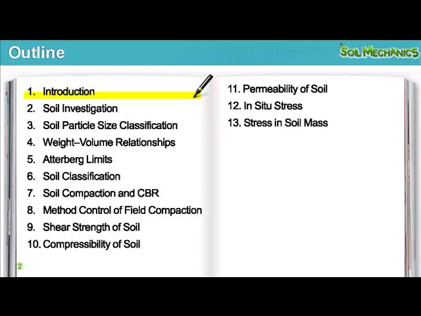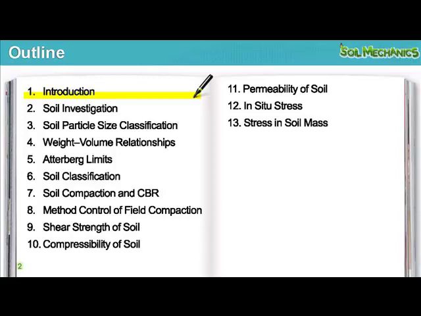And chapter 5 in our subject is Atterberg limit. Atterberg limit is very important for doing soil classification. Before we can classify the soil, we must know the liquid limit or plastic limit of the soil, and then we can classify the soil like clay or sand.